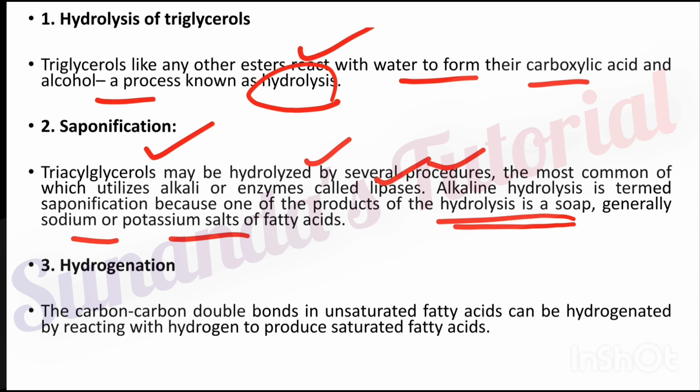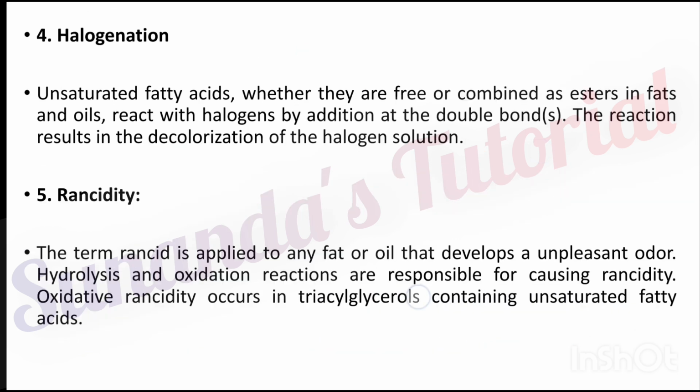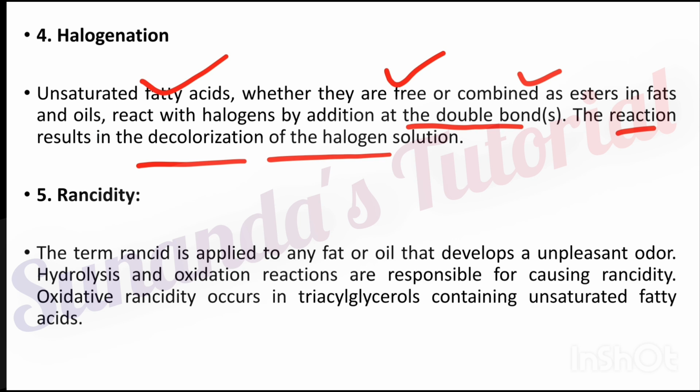salt of a fatty acid. Hydrogenation: the carbon-carbon double bonds in unsaturated fatty acids can be hydrogenated by reacting with hydrogen to produce saturated fatty acid. Then halogenation: unsaturated fatty acids, whether they are free or combined as esters in fat or oil, react with halogens by addition at double bonds. The reaction results in decolorization of the halogen solution.